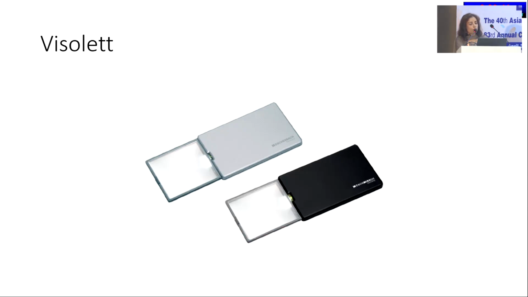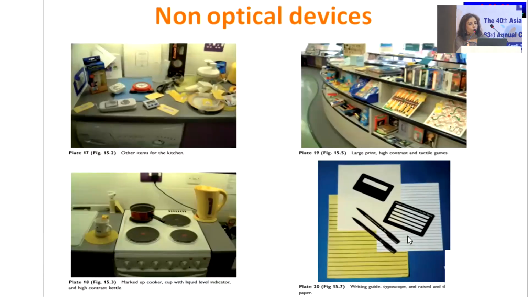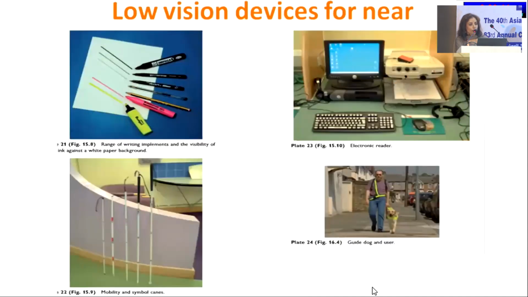This is a Visolet, which is very helpful actually. It also works as a kind of a paperweight. It has an illumination and a magnification, and it can be placed on the table over the print, and it helps to a lot of extent. These are a few of the non-optical devices which also have a role. This signature guide here helps persons really requiring those bank signatures and all. This is a useful device for patients having very high refractive error. And these are again some other devices which have also been talked about.